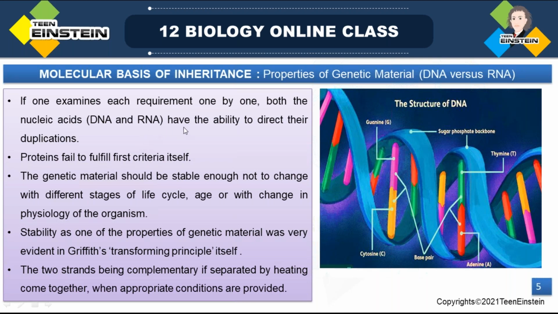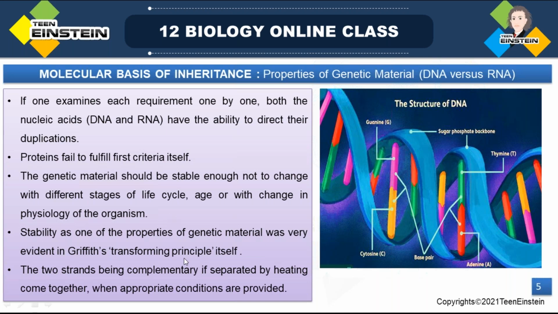So, DNA and RNA have the ability to direct their duplication. The protein fails to fulfill this replication; they don't have the capacity to replicate. Then the genetic material should be stable enough and should not change with the different stages of the life cycle, like age or physiological changes of the organism. So that should be stable.